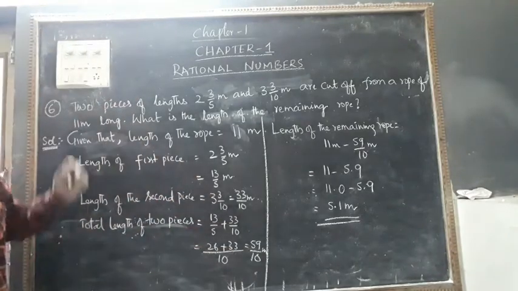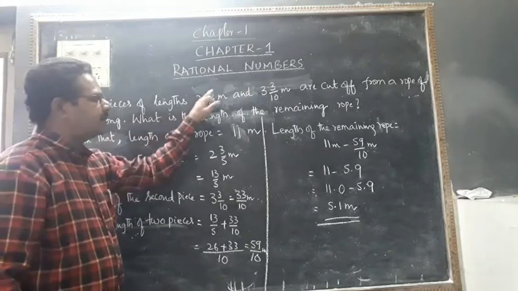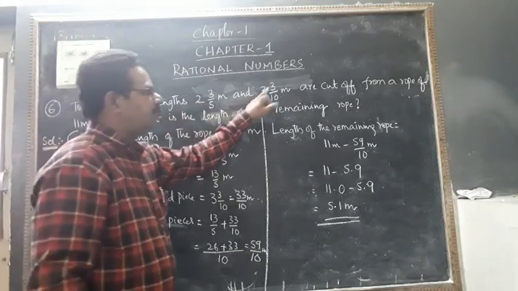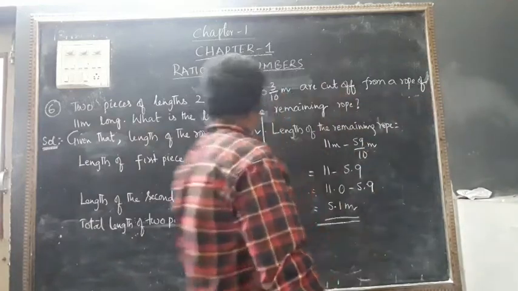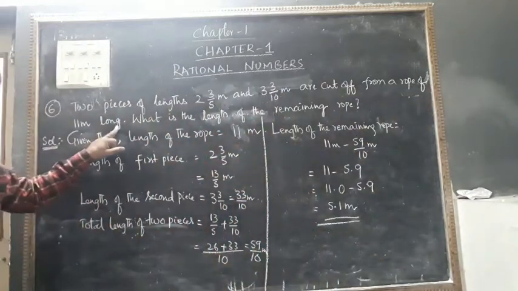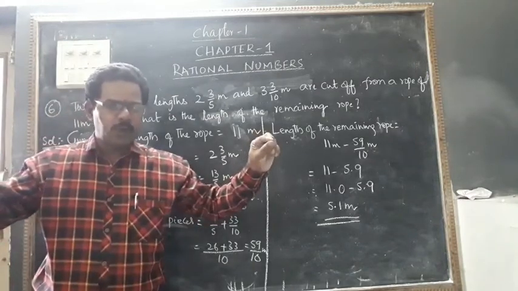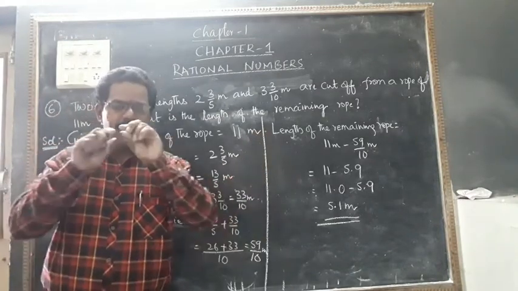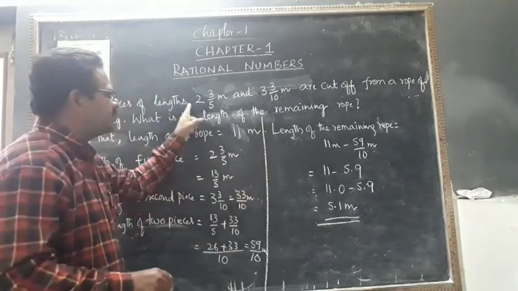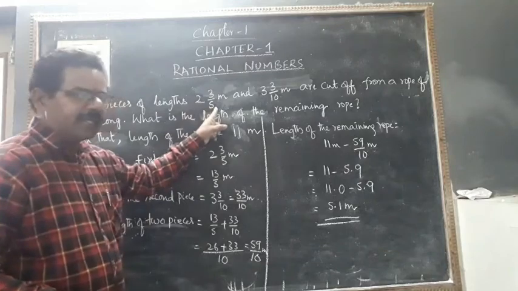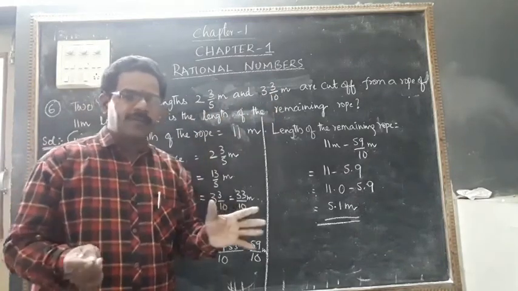Yes, coming to the next sum. See the sum. Two pieces of lengths 2 and 3 by 5 meters and 3 and 3 by 10 meters are cut off from a rope of 11 meters long. Means one rope is there. Total length of the rope is equal to 11 meters. From that rope, we cut off two pieces. The first piece is 2 and 3 by 5 meters and the second one is 3 and 3 by 10 meters. Two pieces we cut off.